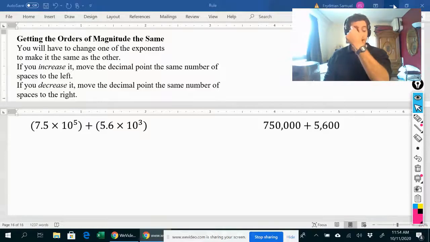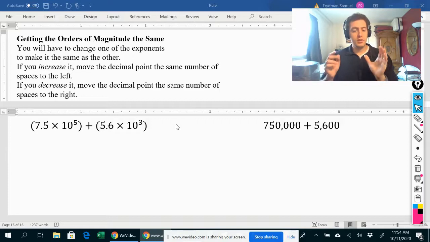Hi everybody. In this video, we're going to talk about adding and subtracting numbers which are written in scientific notation but have different orders of magnitude. That's given by the exponents above the 10. Now you might remember me saying from a previous video that we can only add and subtract numbers when they are of the same type.